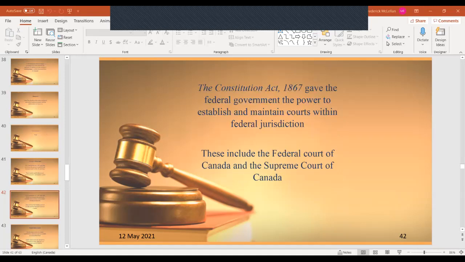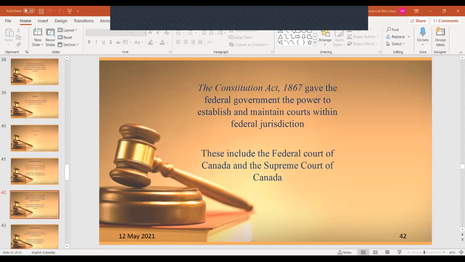It did, however, give the federal government powers to establish courts that were purely of a federal nature. So these include fundamentally 2 courts, the Federal Court of Canada and the Supreme Court of Canada. So the Federal Court of Canada, which used to be called the Exchequer Court, that's the Old English term, is a court that's dedicated solely for the purpose of suing the federal government. So if your claim is just against the government, then you're going to go to the federal court.